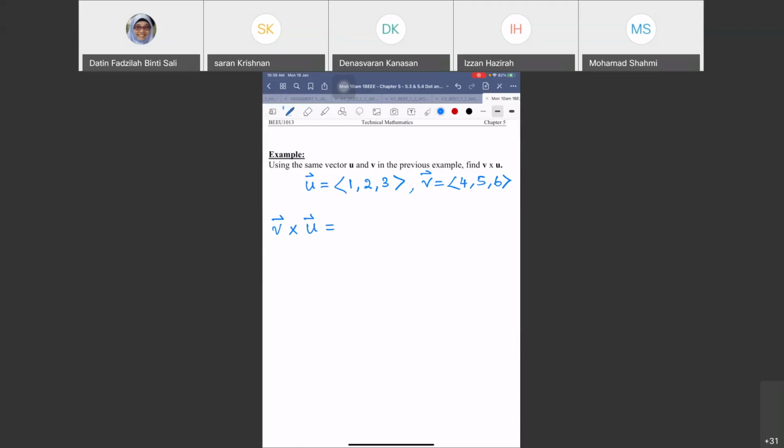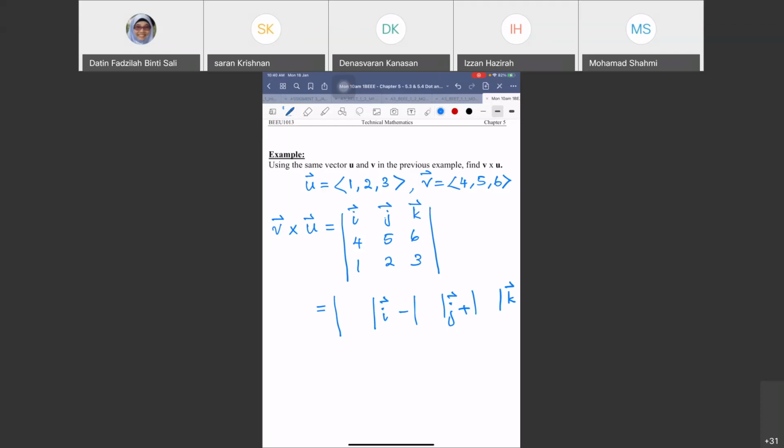So if we say v cross u, again the first row is always our i, j, k. Second row, this time the components for v, that means 4, 5, 6. And then the last row will be the components for u, 1, 2, 3. As I mentioned earlier, I would suggest that you write the i minus, j plus, k first, like that.